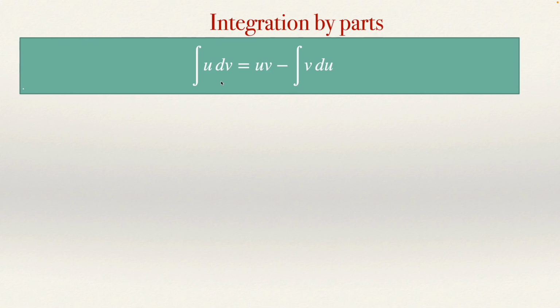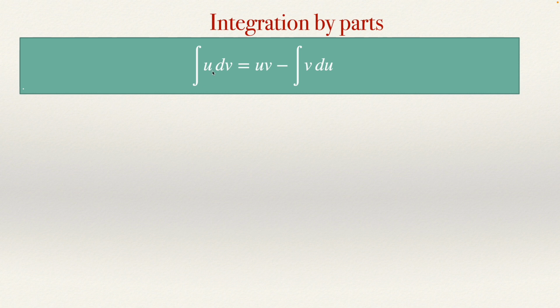We say that we use integration by parts when we use this identity that you see here. This identity can be proved if we use the rule of derivative of a product of two functions u and v.